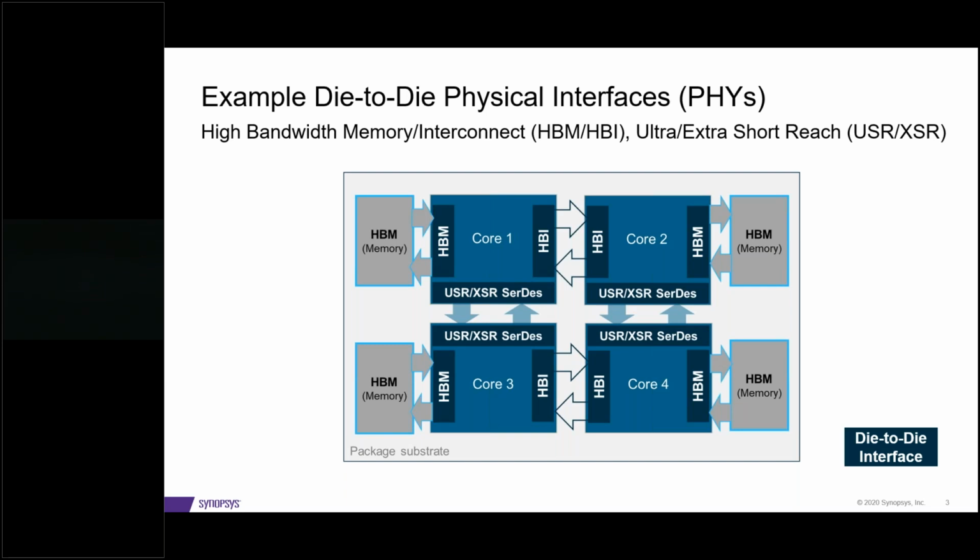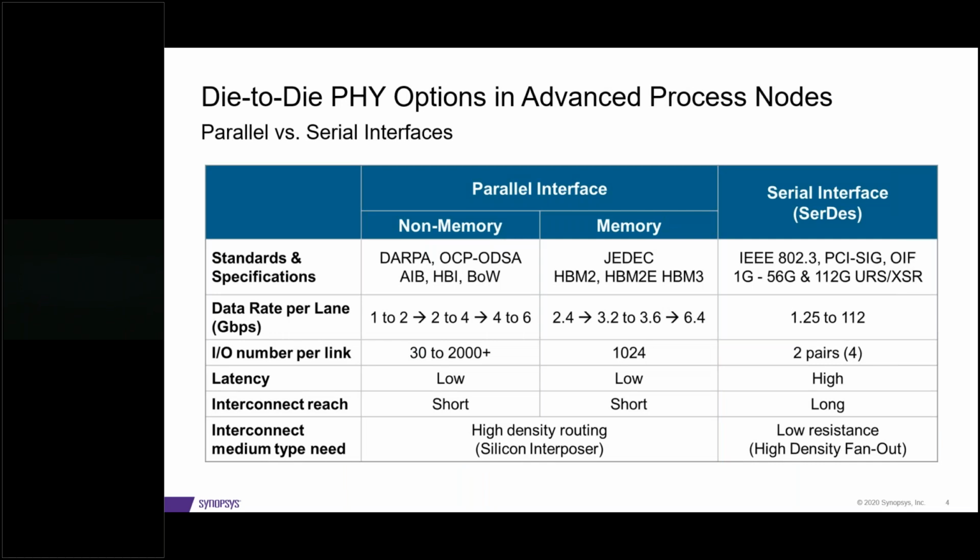Some of them could be parallel, such as the high bandwidth memory or the high bandwidth interconnect, HBMs and HBIs, or they could be differential serializer-deserializer types, such as the ultra short reach or extra short reach USRs or other SerDes that are available in the market. And of course, every package requires IOs to go off package. That could be anywhere from parallel interfaces to serial interfaces, and any range of data rates.